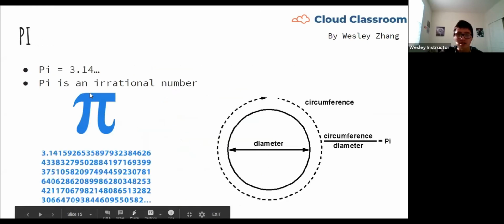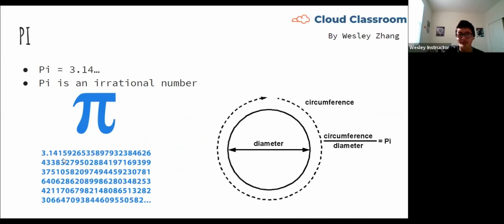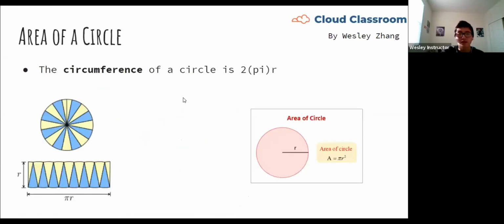You guys know what pi is? It's 3.14, and it's an irrational number. Here is the circumference over diameter, and that equals pi. Here's the area of a circle, pi r squared. Here's the circumference of a circle, and it's 2 pi r. Those are two equations you guys need to know.